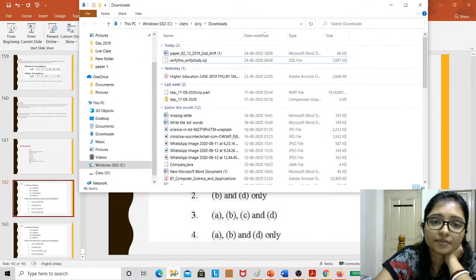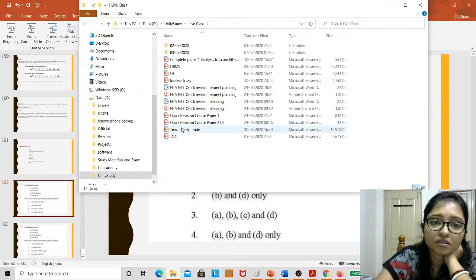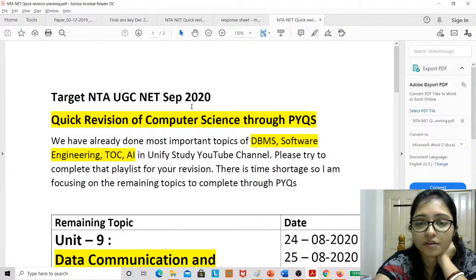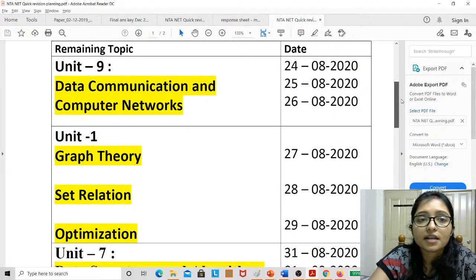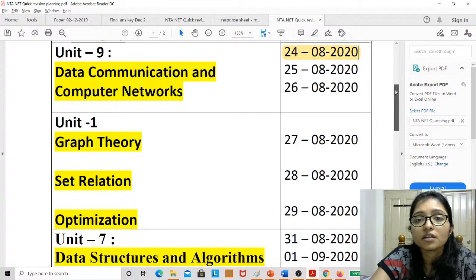शेड्यूल कहाँ पे गए? This was the schedule, that is the data communication and networking. 24th तो आज हो गए, तो थोड़ा कम हो जाएगा. 5th, 6th यहाँ पे एक एक शफल हो जाएगा, everything will be shuffled.